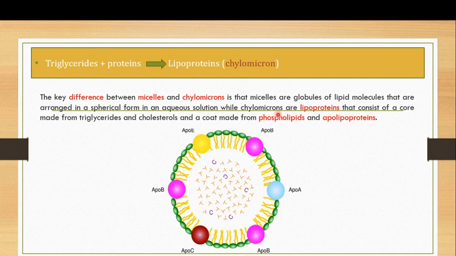And when you talk about the chylomicrons, they are actually lipoproteins that consist of a core made from triglyceride and cholesterol. You can see over here, the C is for the cholesterol, this T is for the triglyceride. So the core is actually made up of the triglyceride and the cholesterol, but the coat is made up of different kinds of proteins, like apolipoproteins such as ApoB, ApoA, ApoC, and ApoE. So the coating is made up of these apolipoproteins and phospholipids, but the core is made up of the triglyceride and the cholesterol. So this is the major difference between the micelles and the chylomicron.